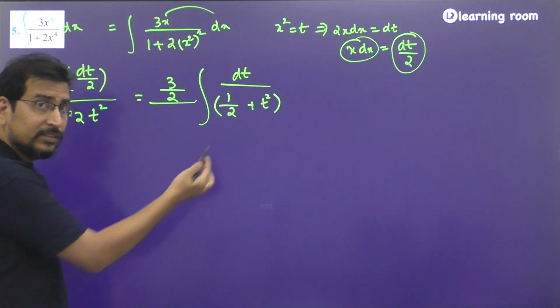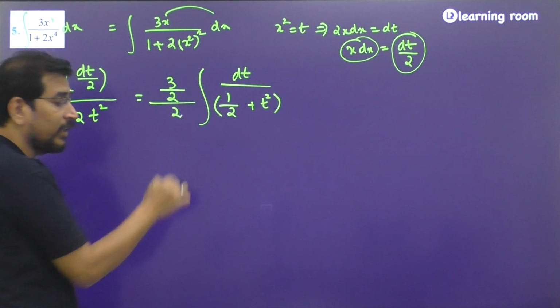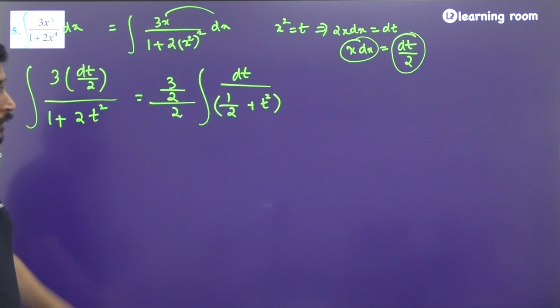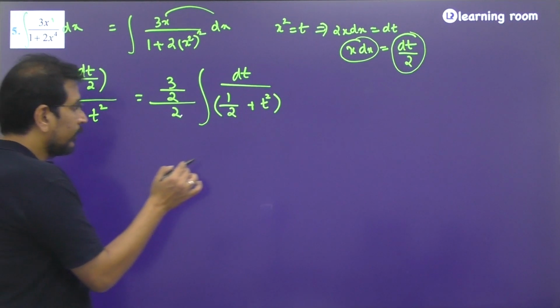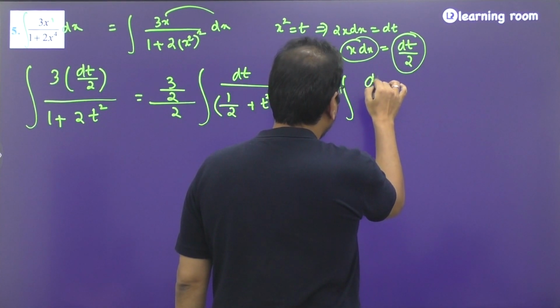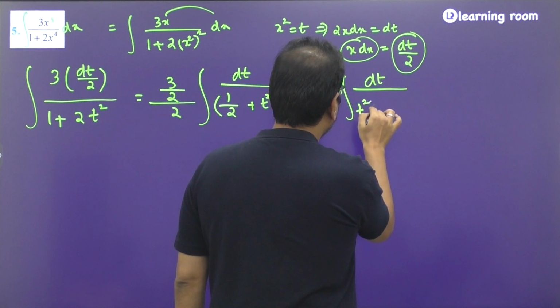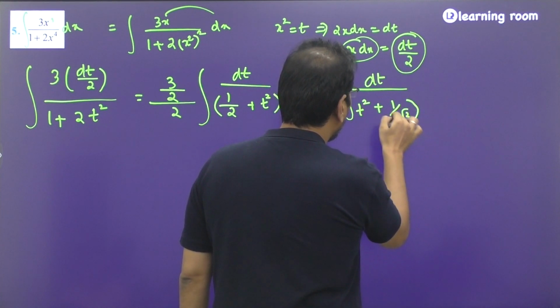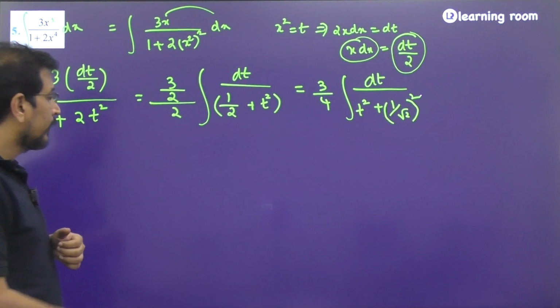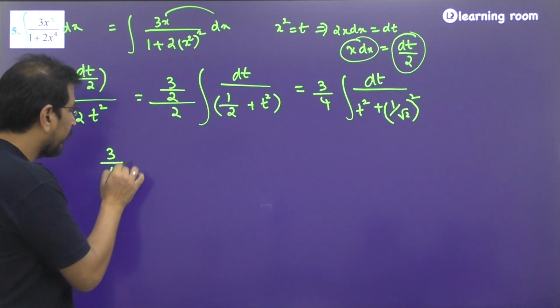This whole is divided by 2, since I took the 2 outside, the 2 in the denominator will come out. So this 3 by 2 belongs to the numerator, and this 2 belongs to the denominator. So 3 by 2 by 2 is going to give me 3 by 4. So this whole thing will get converted to 3 by 4 into the integral of dt divided by t square plus 1 by root 2 the whole square. Right. So the answer will be 3 by 4, I will leave it as it is.